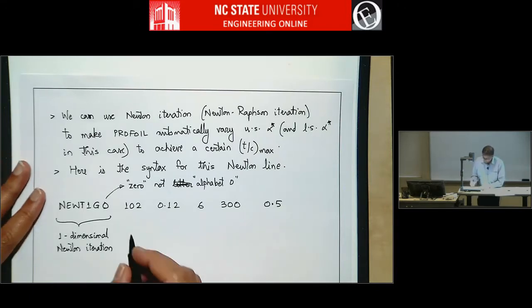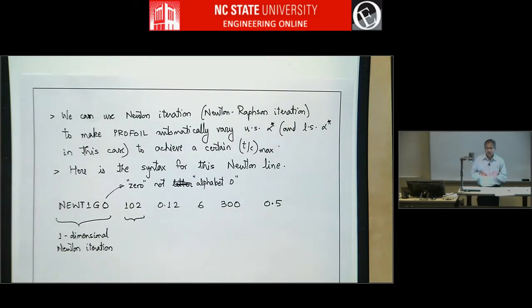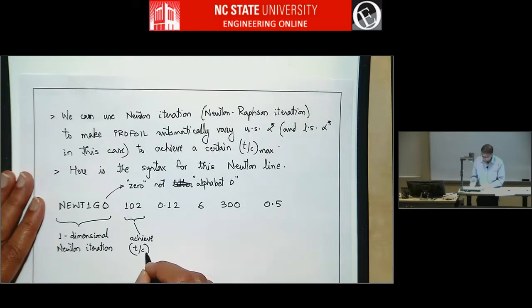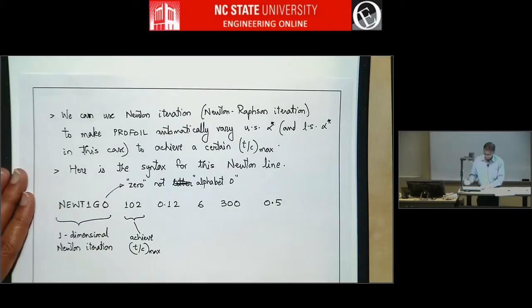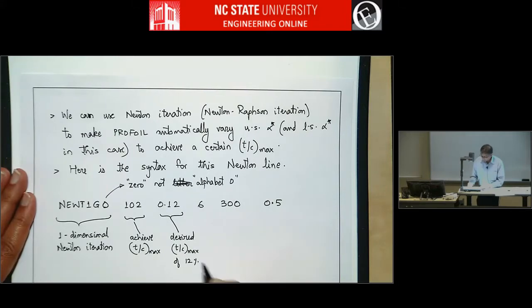Okay, so 102 means, and this is how Profile has been coded, right? These are keywords that are coded into Profile in the Fortran part. 102 means you're telling Profile, hey, go and achieve a certain maximum thickness to chord ratio. And 0.12 means this is the desired T over C max of 12%.